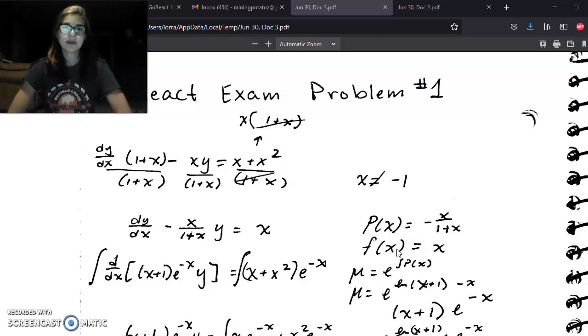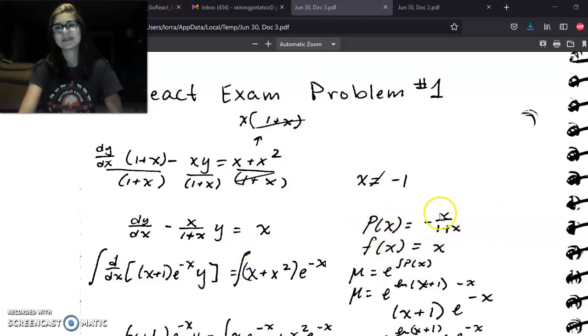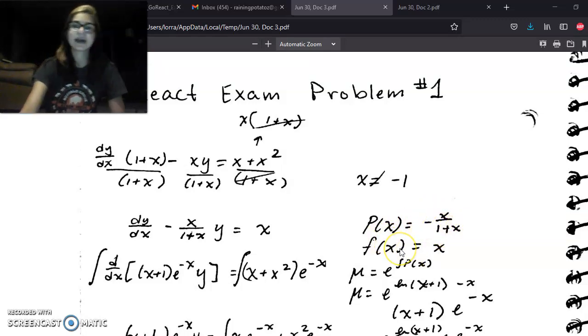So you just divide everything by 1 plus x to isolate the dy dx variable. And the resulting equation of that is dy dx minus x over 1 plus x, y is equal to x, because that cancels out. And because 1 plus x is a denominator, x cannot be equal to -1. And so once this is in standard form, you can find p of x and f of x. So p of x is equal to negative x over 1 plus x, and then f of x is just equal to x.